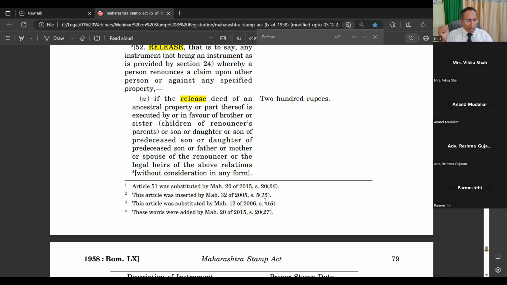So you will attract, maybe even stamp duty is not applicable, but there will be local area tax in some areas. There is a cess also of 1%, and then registration charges will be there. So all those things you remember when you are advising the client.